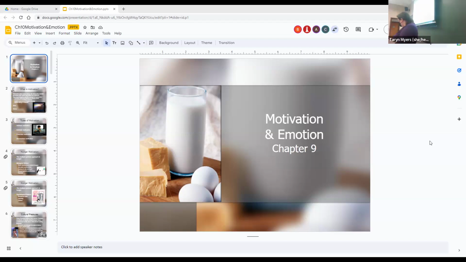Alrighty, we'll go ahead and get started. I am going to leave the door open just because it's so cold in here. Hopefully we can get some warm air in.